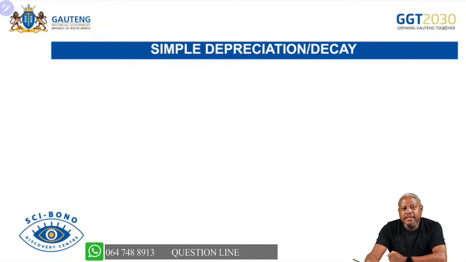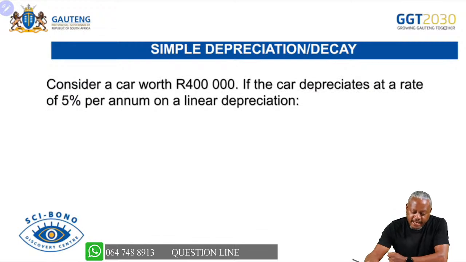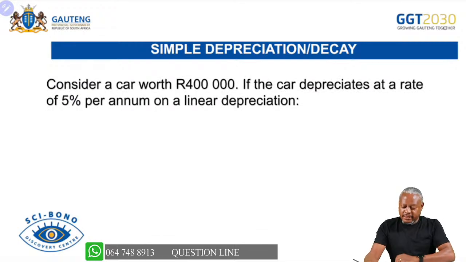Simple depreciation, decay. Now consider a car worth 400,000. If the car depreciates at the rate of 5% per annum on a linear depreciation.